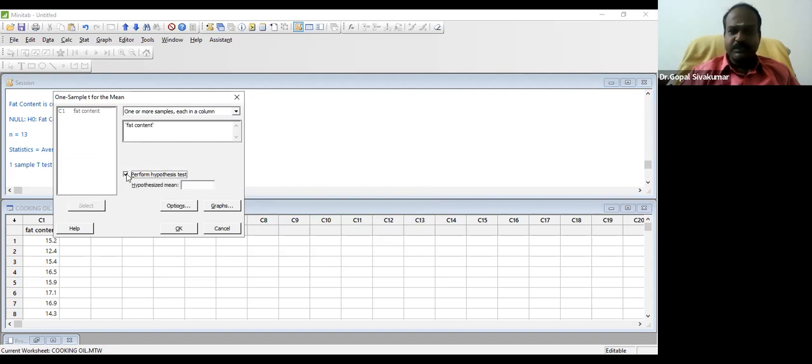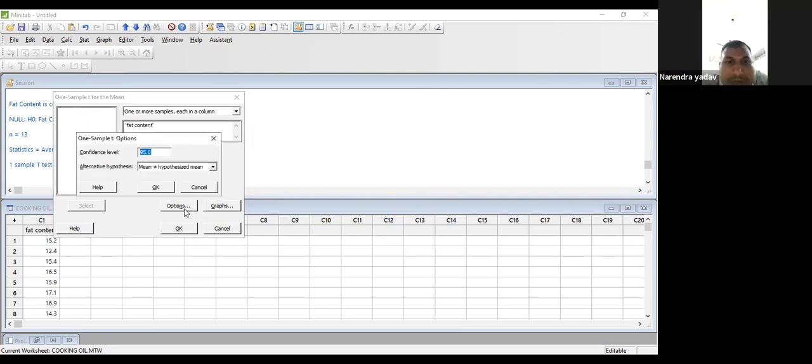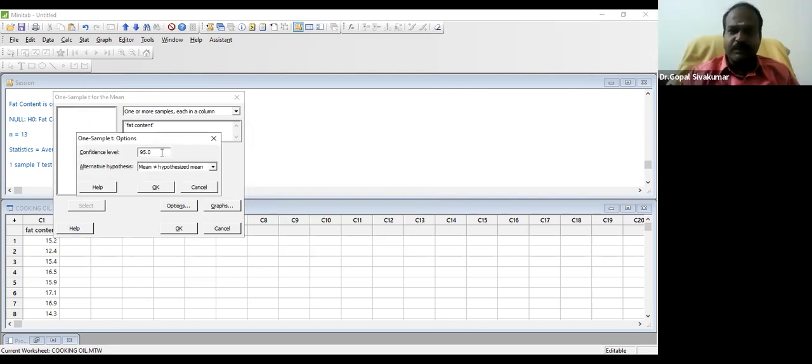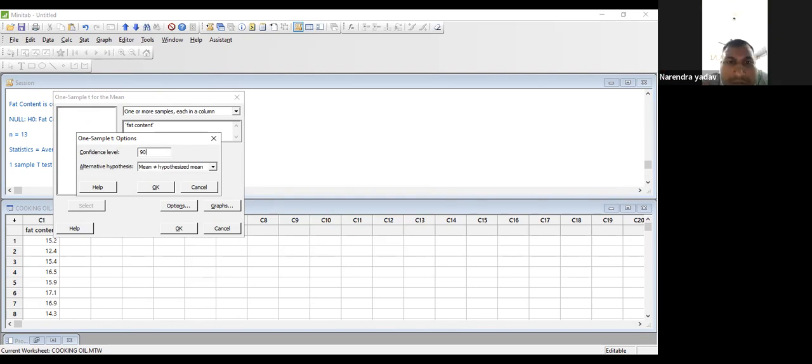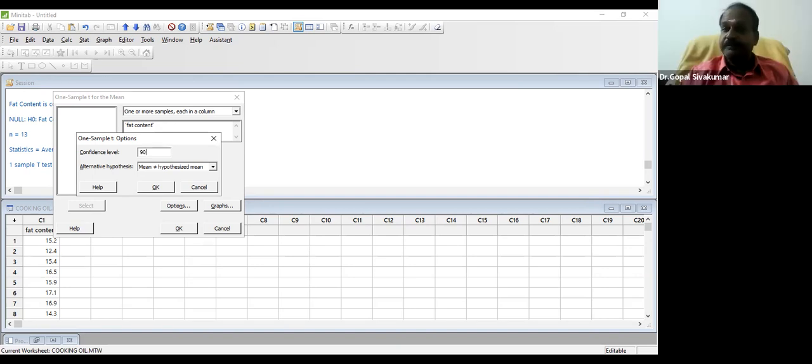Perform the hypothesis test. What is the hypothesized mean? 15%. Options. Yes. What is your confidence level? 95%. The moment you say 95%, you should look for a p-value of 5%. If I type 90 here, then my p-value should be less than 10%, but the general standard is 95.